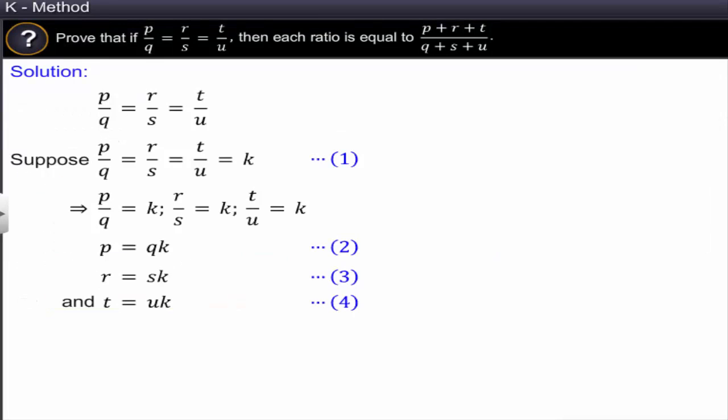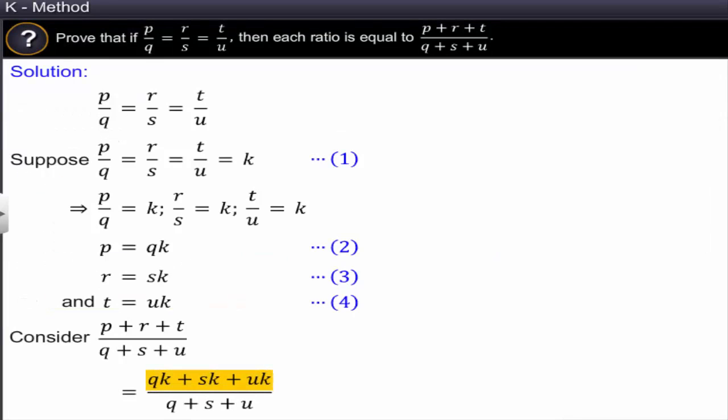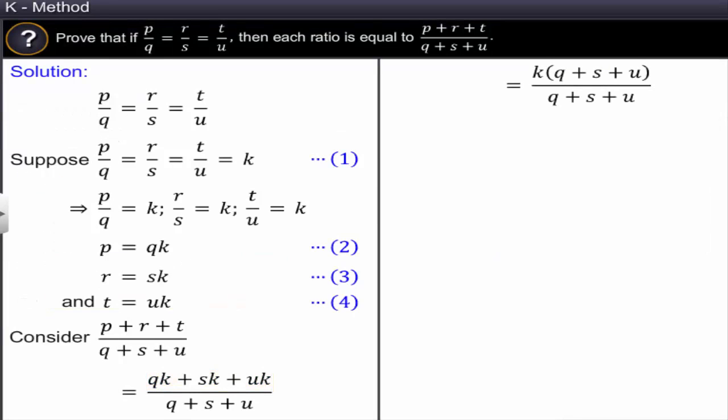Now, consider P plus R plus T divided by Q plus S plus U. Using equations 2, 3 and 4, the numerator can be written as shown. On simplification, we get K. Therefore, P plus R plus T divided by Q plus S plus U is also equal to K. Let's take this as equation 5.